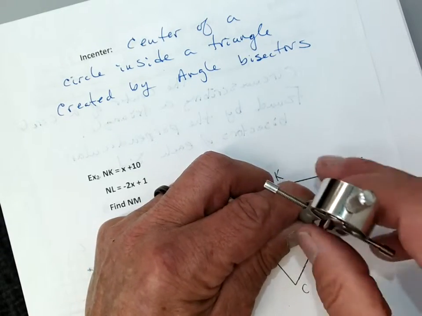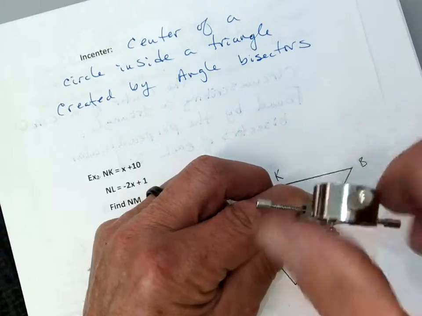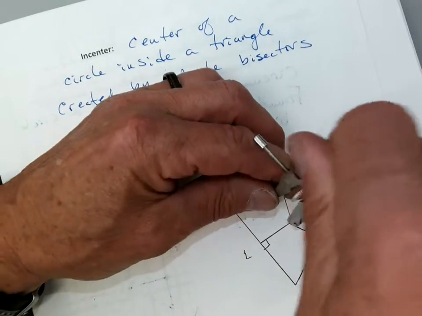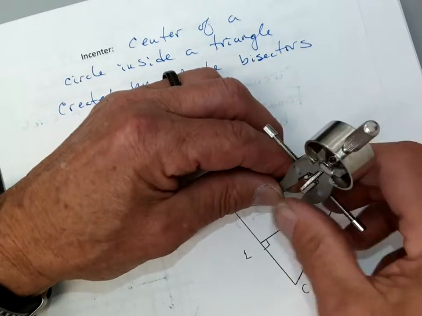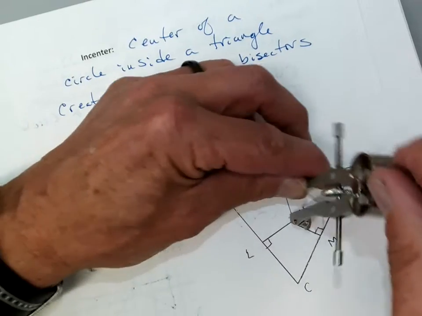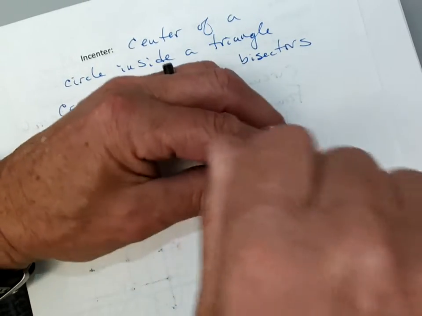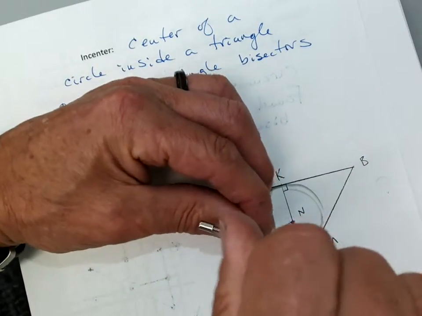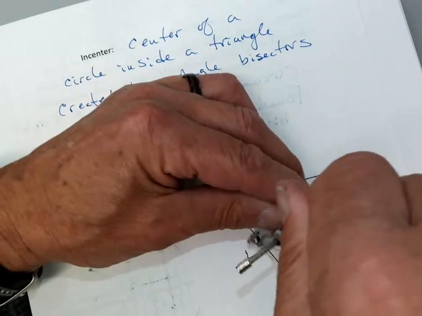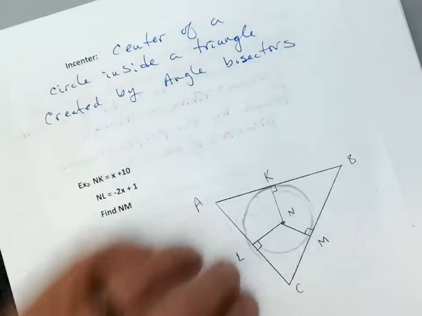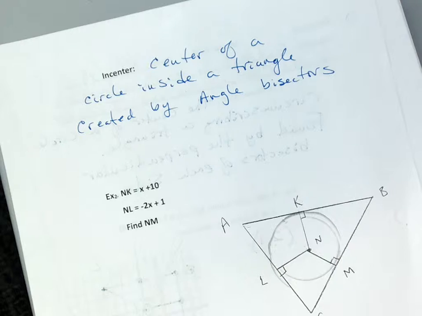So let's see if I can draw it in there. Obviously I'm off. Not very good. I'm not a very good artist. Oh boy, that's terrible, huh? Oh well, anyway, you see my terrible circle. There's my circle. Okay. All right.